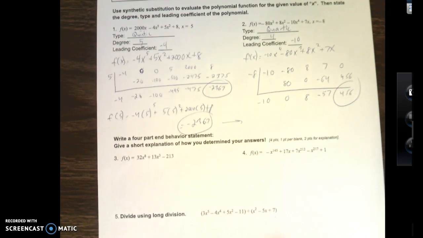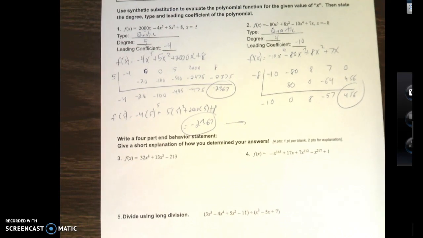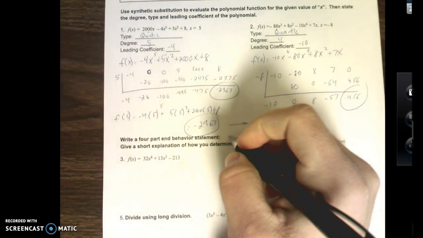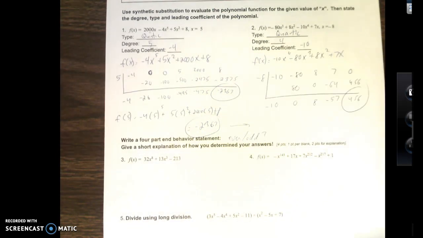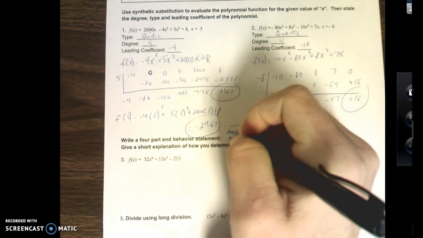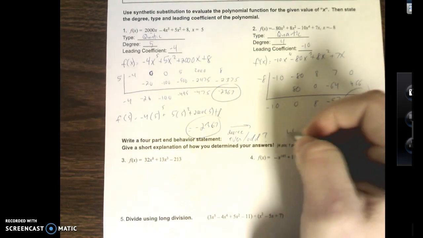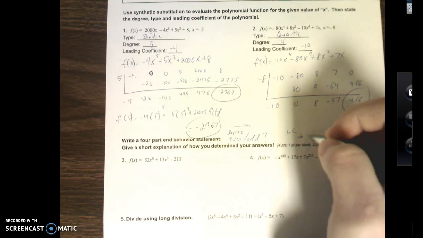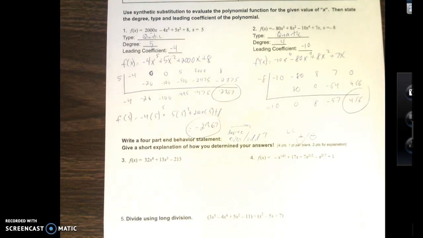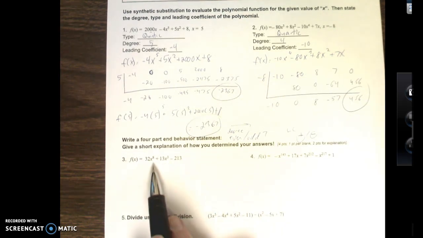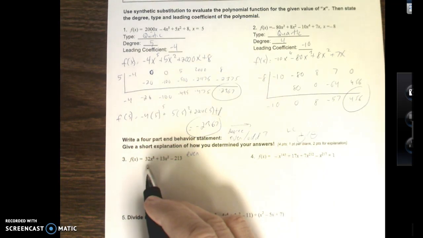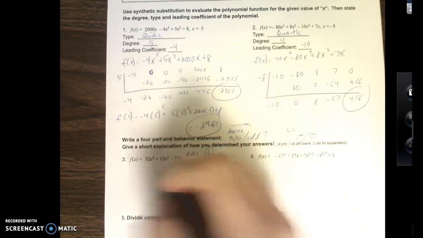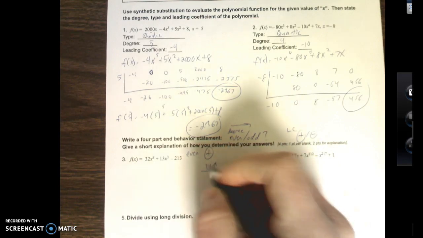All right, end behavior. Ask yourself two things. Is the degree even or odd? And is my leading coefficient positive or negative? Over here, my degree is even, and the number out front is positive. So my graph looks like this. It goes up and up.